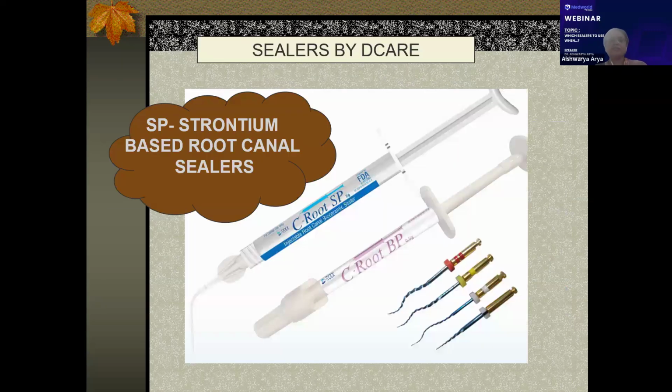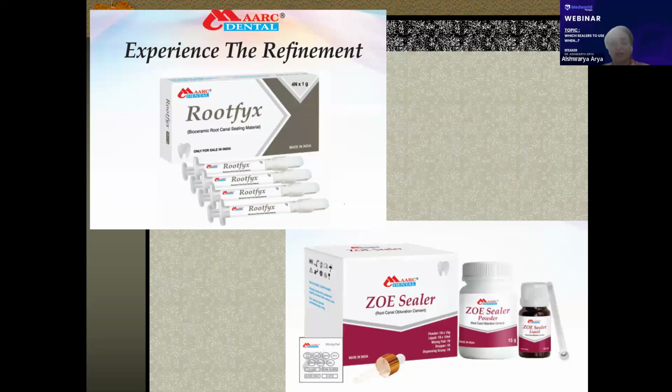Now, these are the sealers which are by D-Care. There are strontium-based sealers which have just come into the market a year back, and I have used a few cases with C-Root SP sealers. These have very important biocompatibility and antibacterial properties. So you can go ahead with C-Root SP sealers, and MRC has also come up with Root Fix and zinc oxide sealers.